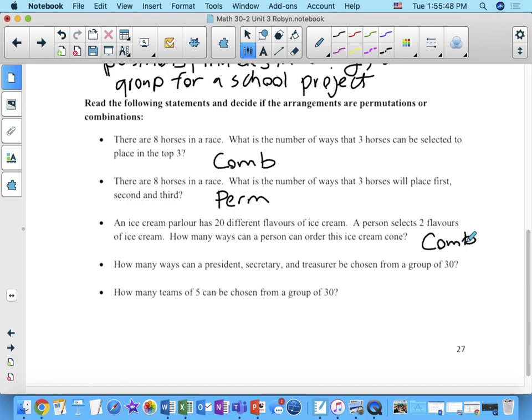Okay. How many ways can a president, secretary, and treasurer be chosen from a group of 30? Permutation. How come? Positions. Yeah. And then finally, and this is where we'll leave it today, how many teams of 5 can be chosen from a group of 30? Combination. There you go.